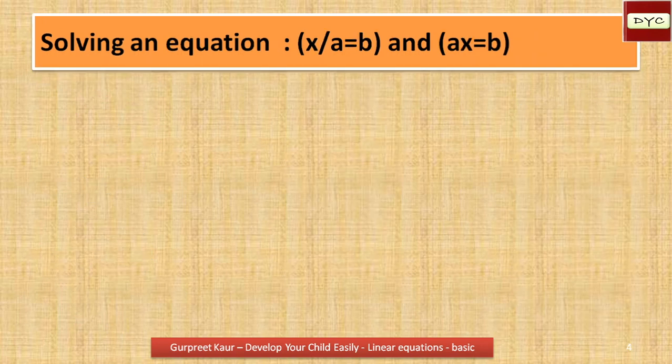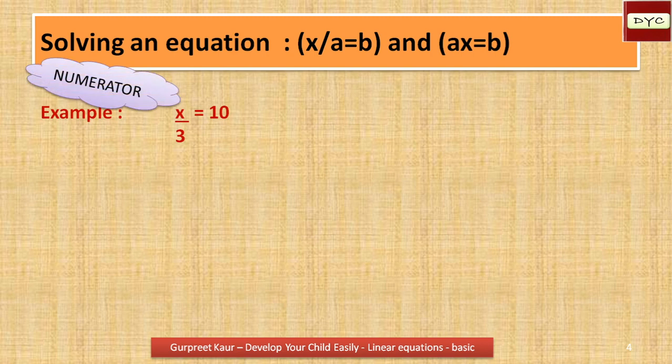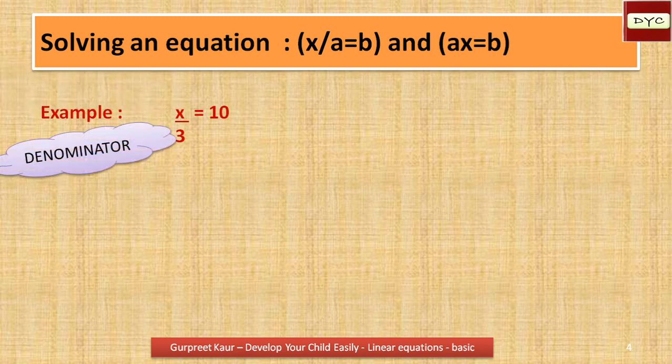Okay. Let us solve another example where we have multiplication and division. Let us take x divided by 3 is equal to 10. Now this is in fraction form. If you see, x is the numerator and 3 is the denominator, which you must be aware of.